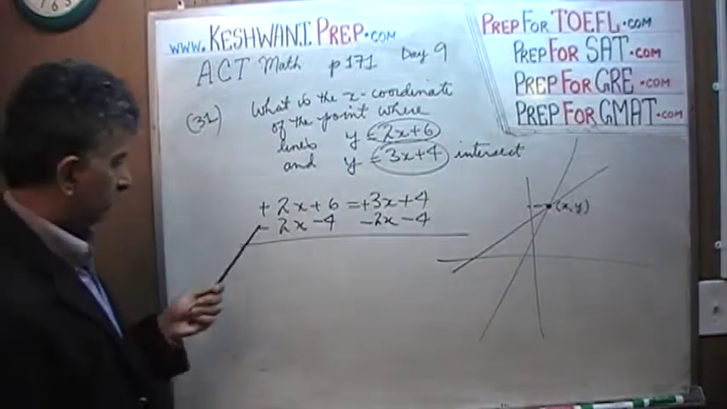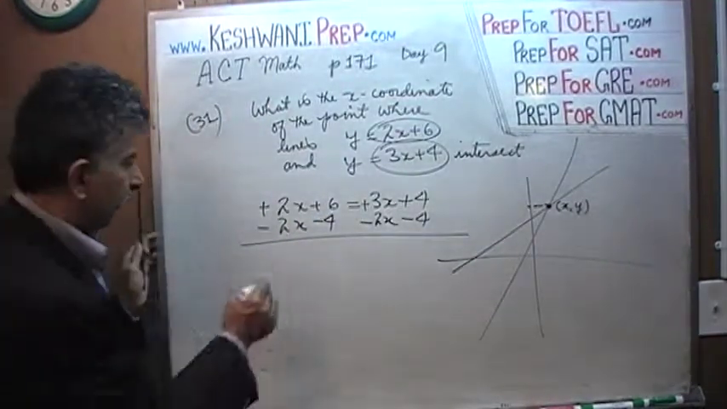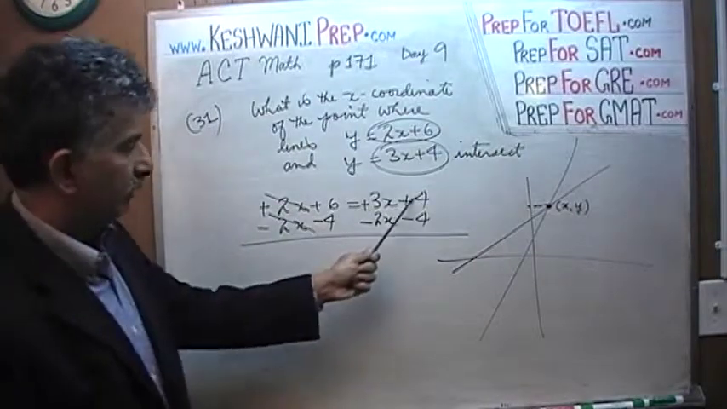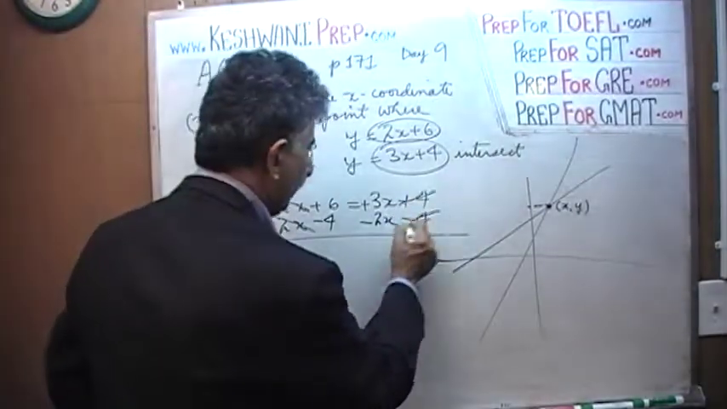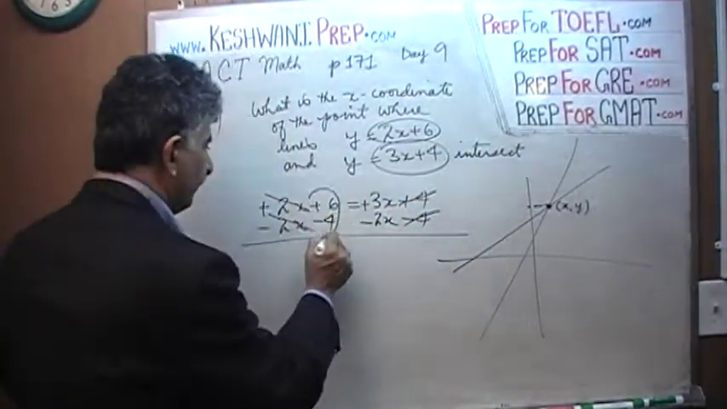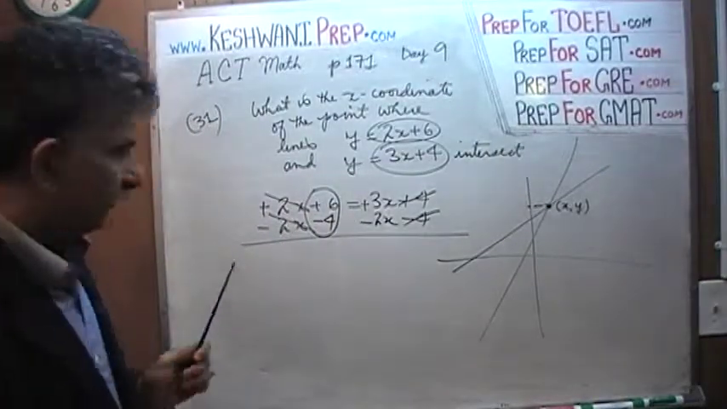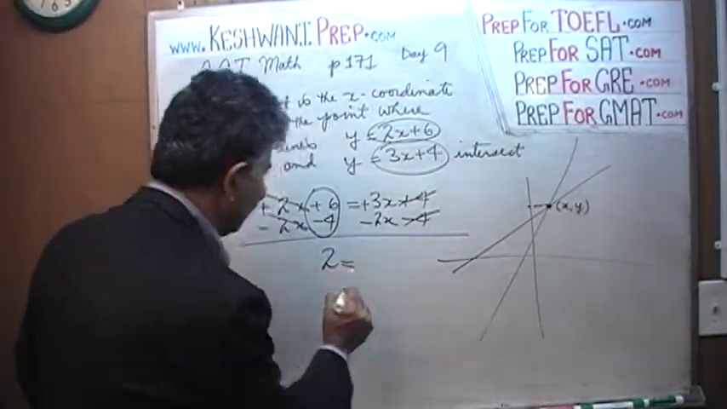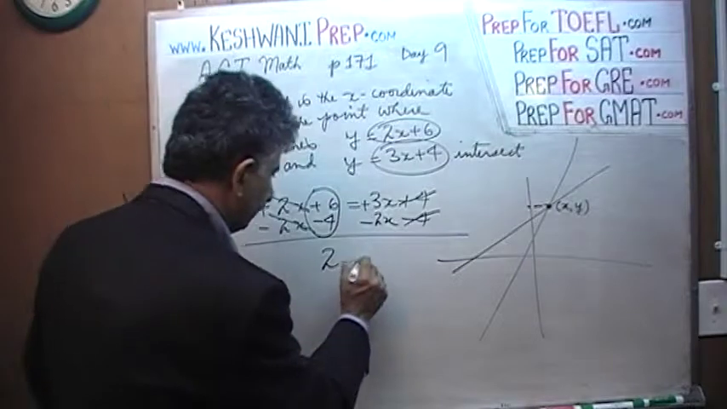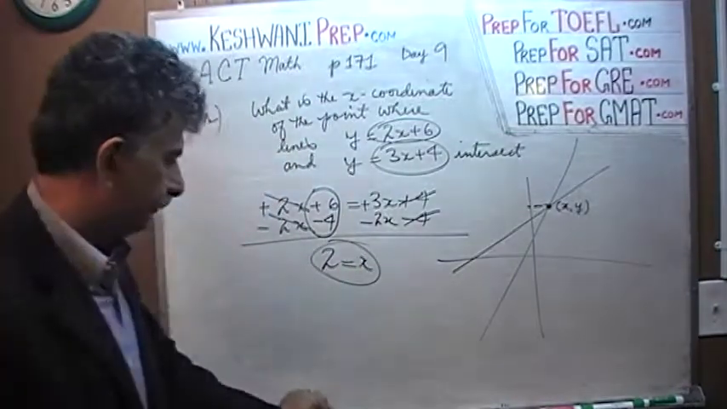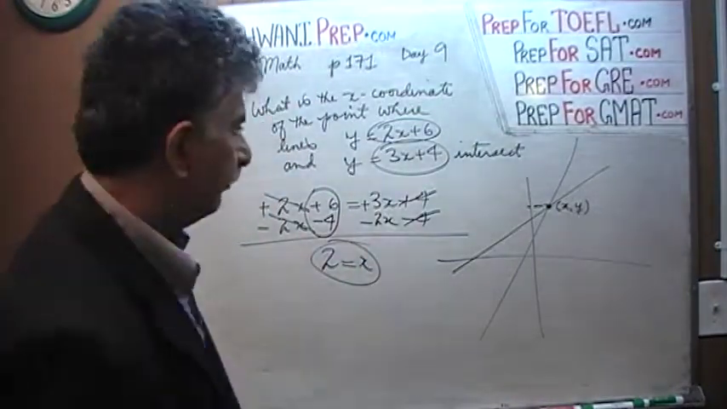Here we have positive 2x and a negative 2x, and they cancel out. Here we have positive 4 and negative 4, and they cancel out. So we are left with positive 6 and a negative 4, which is 2, and 3x minus 2x is x. There you go. x equals 2. The x coordinate is 2.